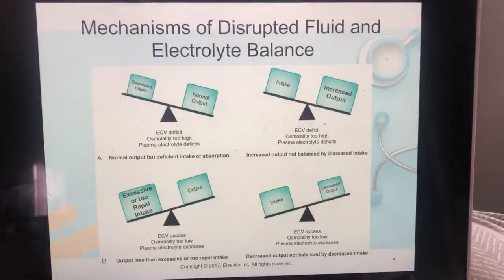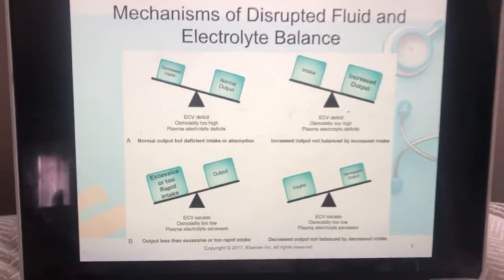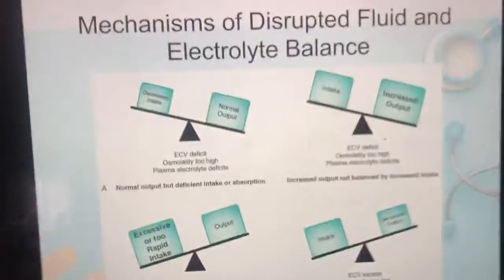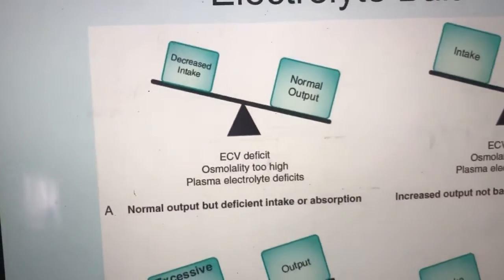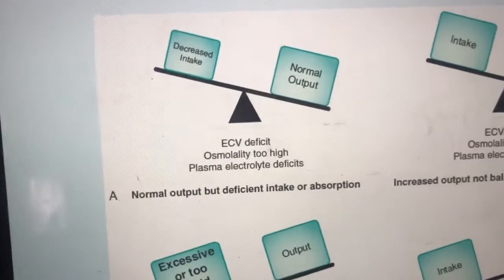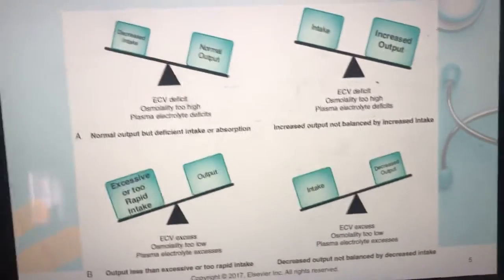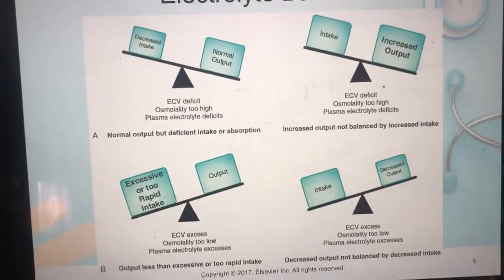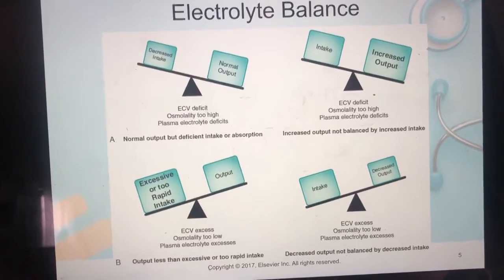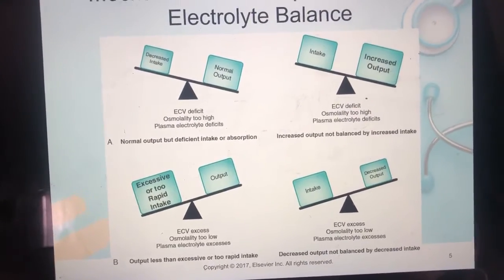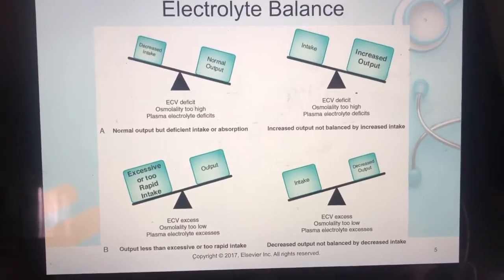Alright, so our mechanisms of disruptive fluid and electrolyte imbalance. So if we have a decreased intake and normal output, we have an ECF deficit, the osmolality might be too high, and we might have plasma electrolyte deficits. So you can read over all these and just see how the imbalances might occur and what they will lead to.